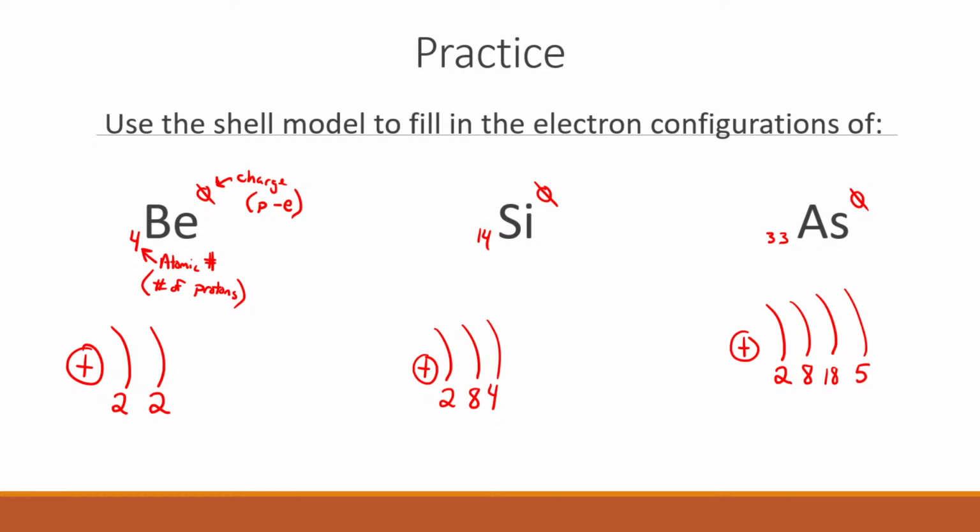So yeah, the summary is you're filling each shell, and then the remainder goes in the last shell, right? If there's overflow, right here, 2 fit in the first, and the remainder fit in the second. Here, 2 fit in the first, 8 fit in the second, the 4 remainder went in the third shell. Here, the 2, 8, 18 all filled up their shells, and the remainder went in the fourth shell.